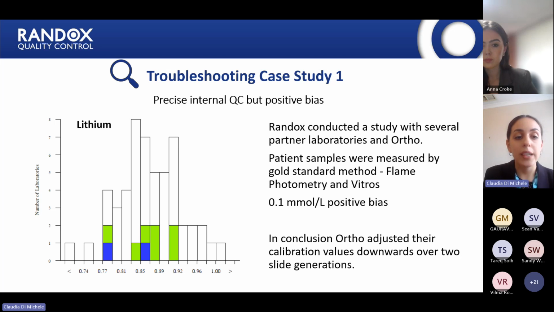This can be quite substantial when you're looking at an analyte like lithium. In conclusion, we reported our findings back to Ortho, and they adjusted their calibration values downwards over 2 slide generations. You can see here the results that have moved everybody down into this middle area with all other peers.